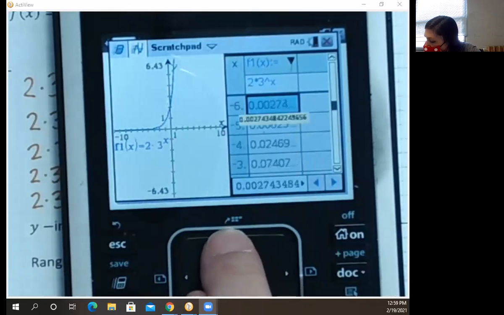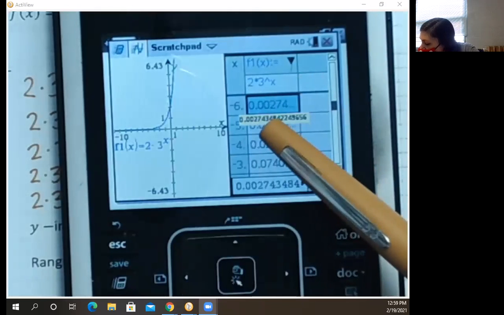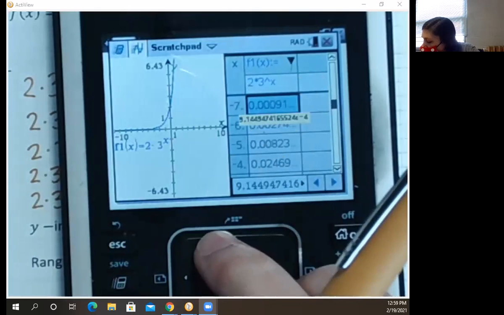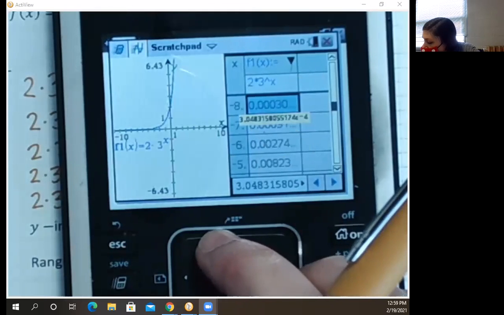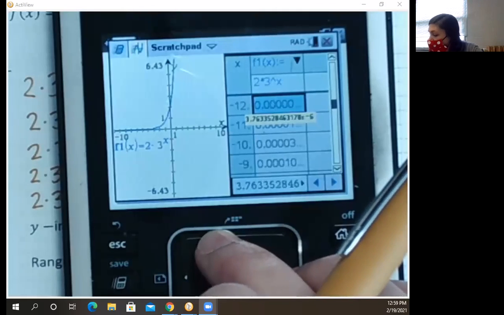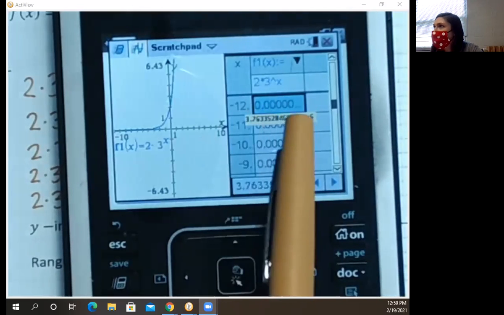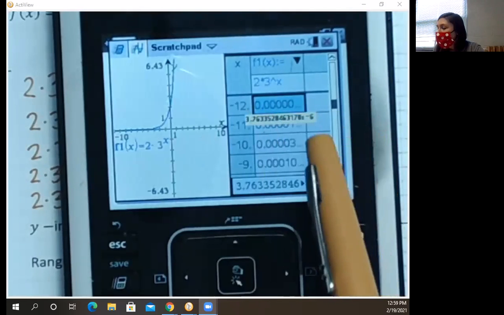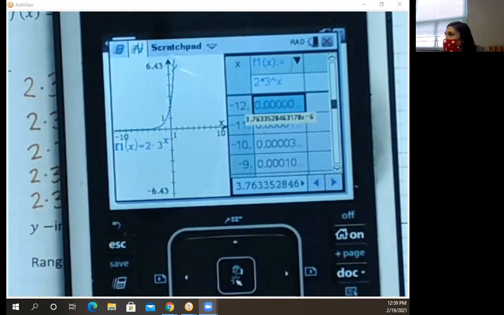So let's go a little farther back. So at -6 for x, our y is 0.00274, then 0.00091, 0.00030, smaller and smaller numbers here. And then when x is -12, it's 0.0000, it's like a bunch of zeros, right? Now, that's not my y-intercept. Because if the y value were just 0, it wouldn't say 0.0000. It would just say 0.